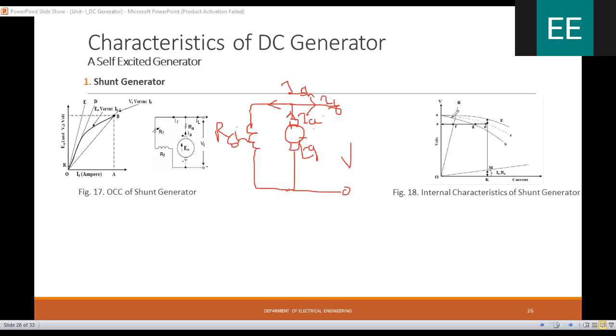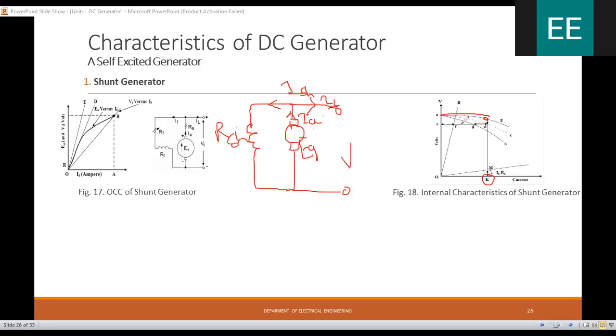But when the load on the machine increases, due to the armature reaction drop and the armature drop IARA, the curve will be slightly less than the no load curve. See here, this is the induced EMF of the DC shunt generator for that value of current. So this is the point K where the induced EMF of the DC generator is maximum.